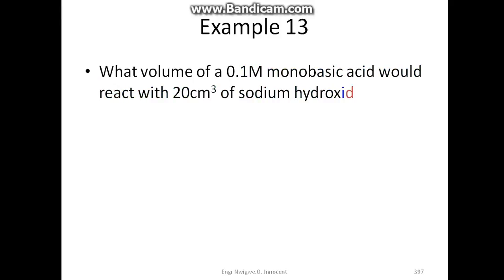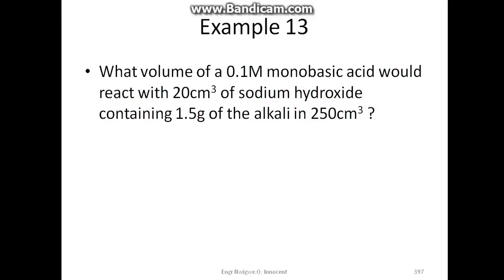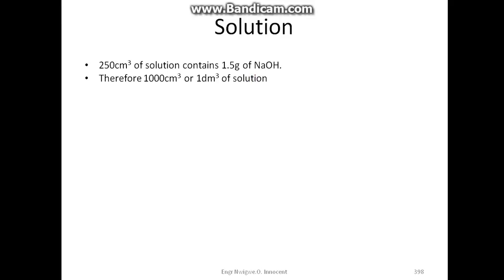Example 13. What volume of a 0.1 molarity monobasic acid would react with 20 cm cube of sodium hydroxide containing 1.5 gram of alkali in 250 cm cube? Solution. 250 cm cube of solution contains 1.5 gram of sodium hydroxide. Therefore, 1000 cm cube or 1 dm cube of solution will contain 1000 times 1.5 all over 250, which gives us 6 gram of sodium hydroxide.